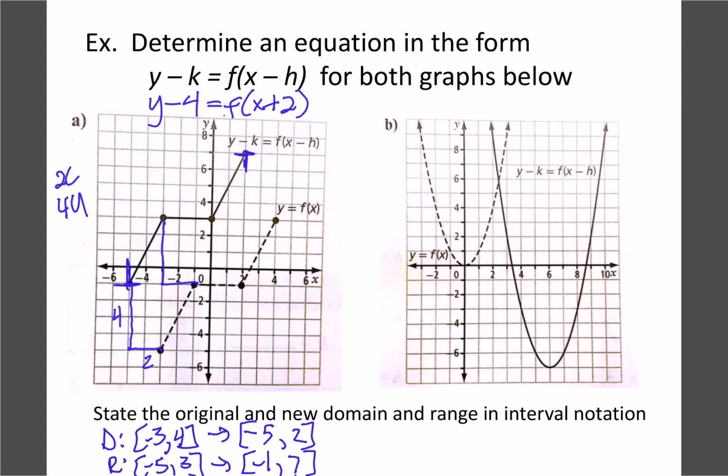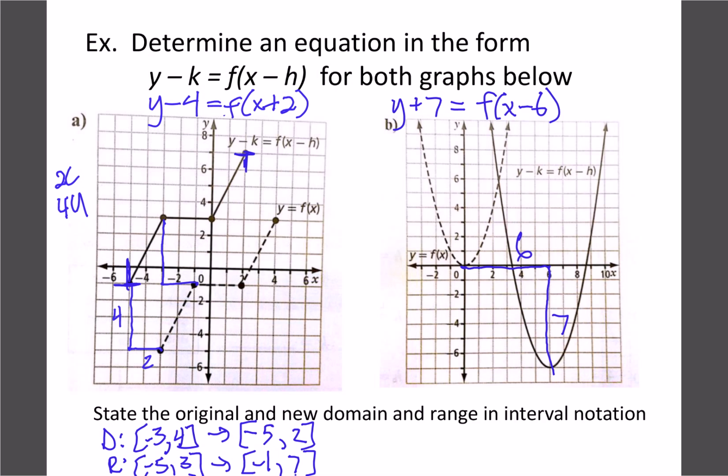So the dotted line, this quadratic, is our original graph. We've moved it over. Looks like we went to the right 6 units, and looks like we went down 7. So again, as an equation, let's do the right first. Right will be negative in the equation, so x minus 6. Down 7 would be -7, but again, let's move that to the other side, so that should be +7. So y plus 7 equals f(x minus 6). And our domain and range would work pretty much the same. We won't bother wasting time going through that.